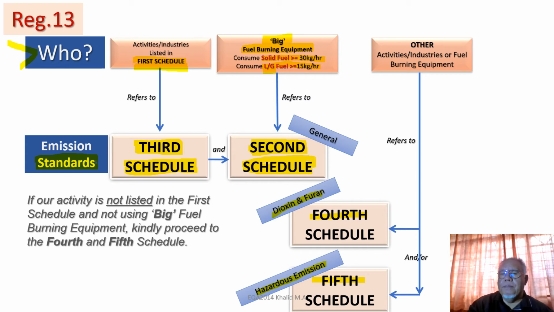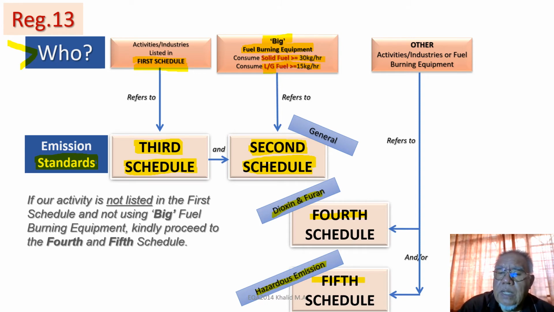This is the Google map. Now, I go on a little bit further. Does dioxin and furan appear in the third schedule? Yes. Does hazardous emission as stipulated in the fifth schedule appear in the third schedule also for industries in the first schedule? The answer is yes. Therefore, none of the industry is being left out in this regulation, honestly.